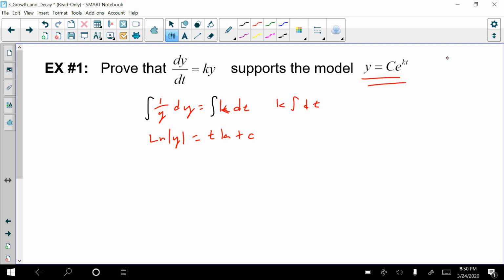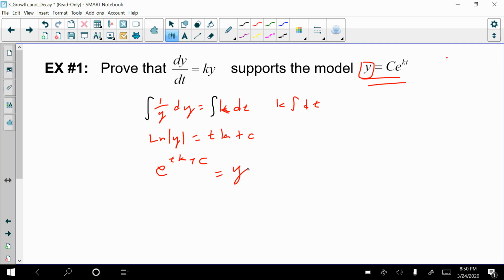Well, at this point now, essentially we want to try to isolate y. We want to get that y by itself. So from here, what I'm going to do is use some properties of logarithms, and the base of the natural log is e. So using a log rule, I'm going to say e to the t times k plus c power will be equal to y.